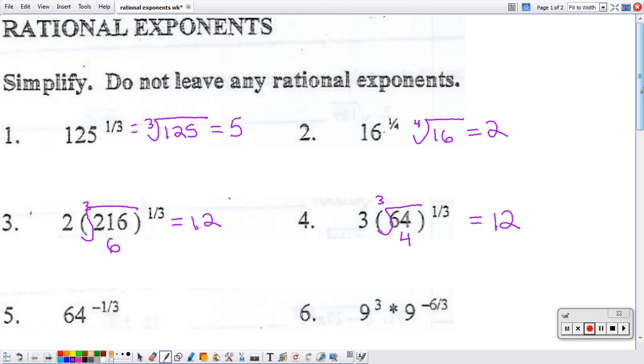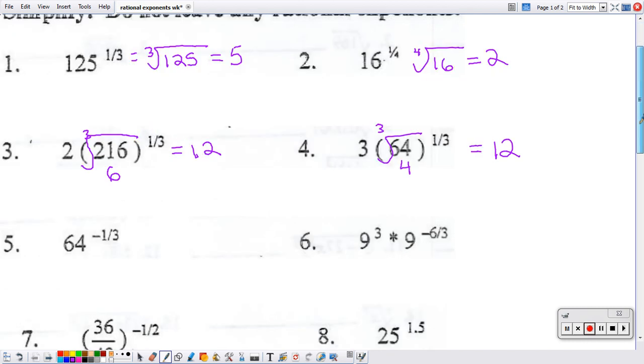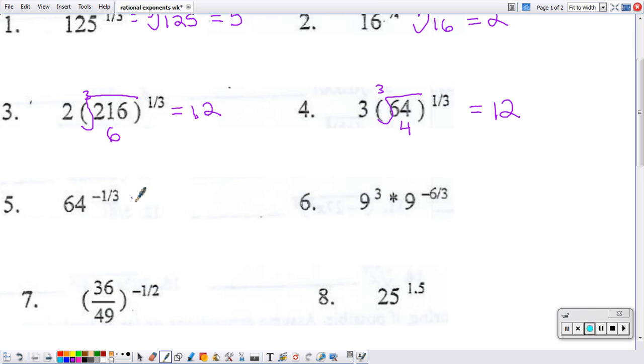Alright, now with number 5, we have a negative sign. We want to remember that that means we really have 1 over 64 to the 1/3, or 1 over the third root of 64. And just like in number 4, the third root of 64 is 4, so it's 1/4 as our final answer. We want to remember that this negative sign doesn't tell us that the number is negative, because it's in the exponent. It just tells us that the number is supposed to be in the denominator.